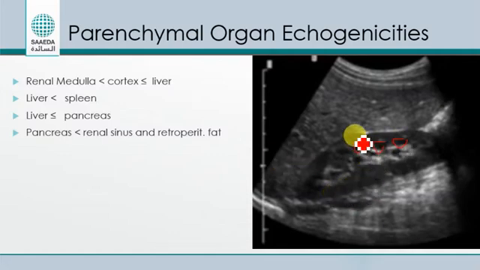The cortex is slightly more hyperechoic, and the renal cortex and the liver can be either the same, or the liver might be slightly brighter.